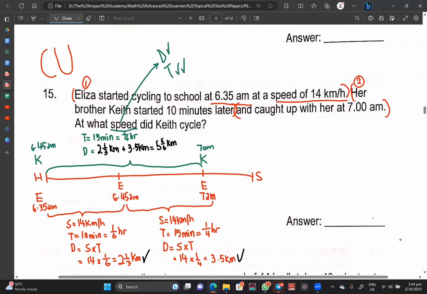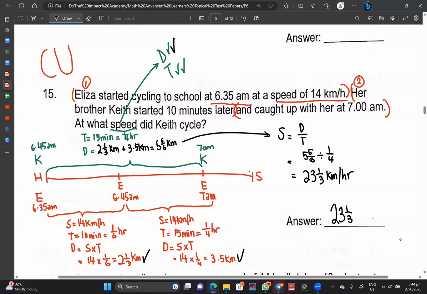This is the distance for both Keith and Eliza. I have T, I have D. Hey, I can find my S now, correct or not? I'm just going to write outside because I have no more space. So speed will be D over T. D will be 5 over 6 divided by the time, which is 1 over 4. Of course, you can press your calculator, and you will get an answer of 23 1/3. Since we are talking about speed, we have to put kilometers per hour. The question says, at what speed did Keith cycle? So therefore, this is your answer for this question.